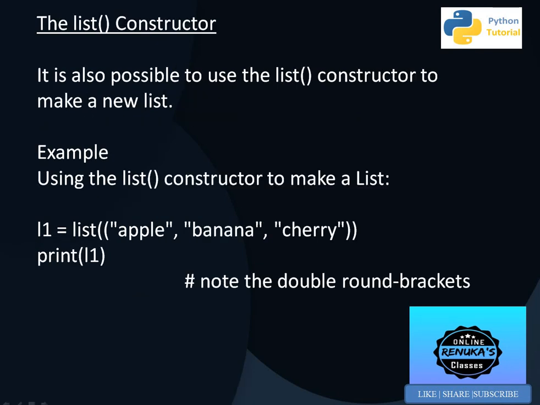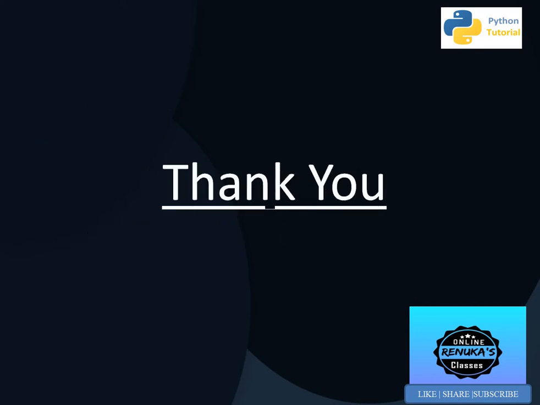Then the list constructor. We can create a list with the help of the list constructor. If we are not using square brackets, we can use round brackets. The first round brackets are for the list constructor. Inside this list constructor we can mention the list items in brackets, and then we can print the list. Please take note that if you are using the list constructor, double round brackets will be used. So that is the use of the list constructor.